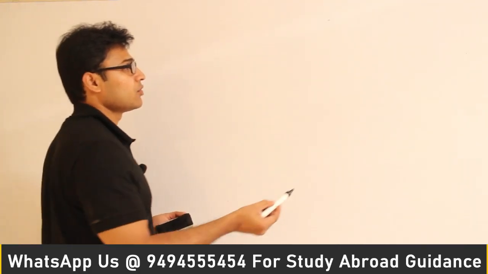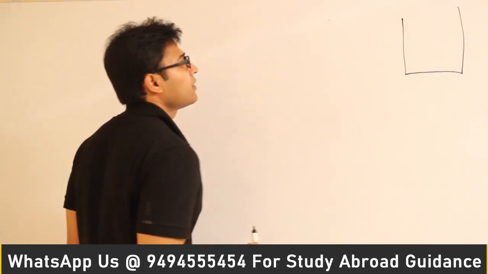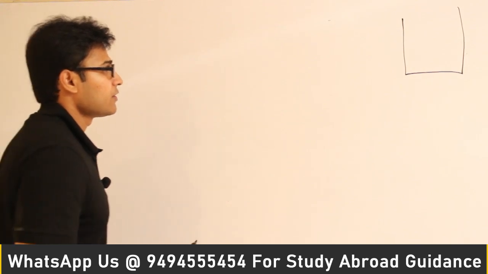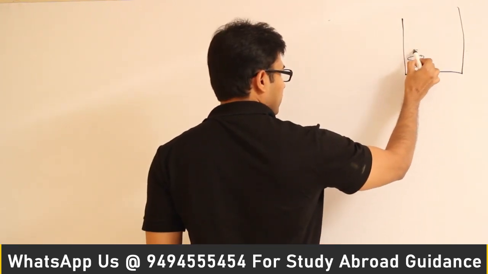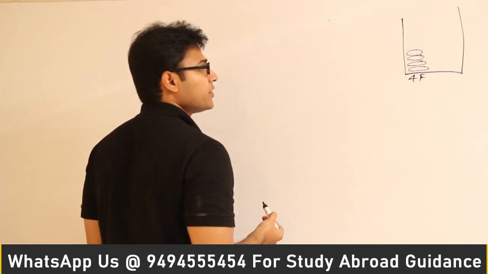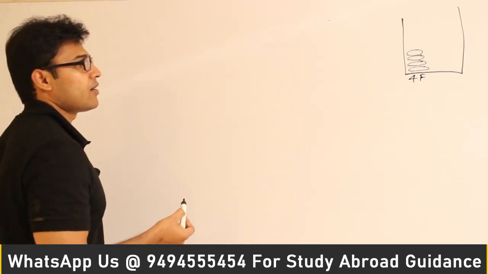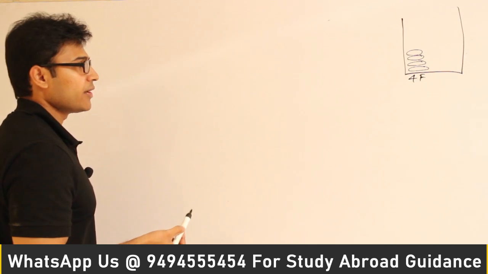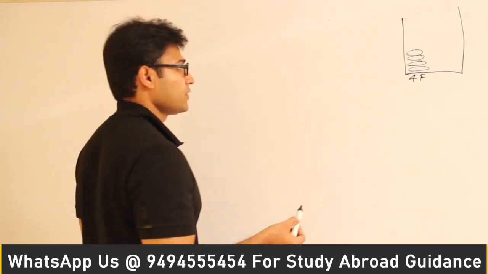Now assume that we have a bag, and again one more question on total probability. Assume that we have a bag, and in this bag we have 4 fair coins. All these 4 coins are fair. What do you mean by fair? The probability of getting a head or the probability of getting a tail when I flip a fair coin is going to be 1 by 2. That is what is called a fair coin.